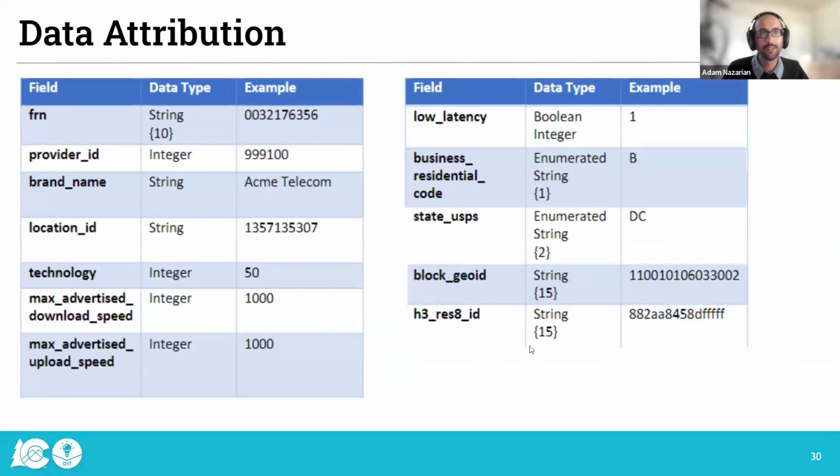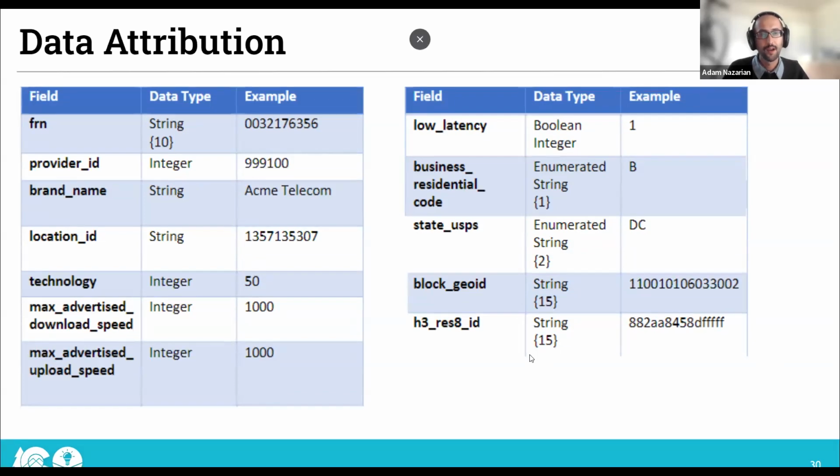Cool. So yeah, when you download that, each individual row in the data set is going to have a federal registration number for who's offering the service, a provider ID, which is something kind of analogous, a brand name. Importantly, there's going to be a location ID, which corresponds to which house it is. There will be the technology code for what the service is, the speeds that are available, whether or not it's low latency, whether it's a business, residential, or both, which state that it's in.